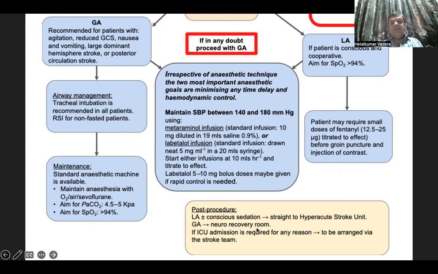Post procedure, in the LA plus conscious sedation patient, we will go straight to the hyperacute stroke unit, while in GA we should shift to the neuro recovery room. If ICU admission is required for any reason, it is to be arranged via the stroke team.